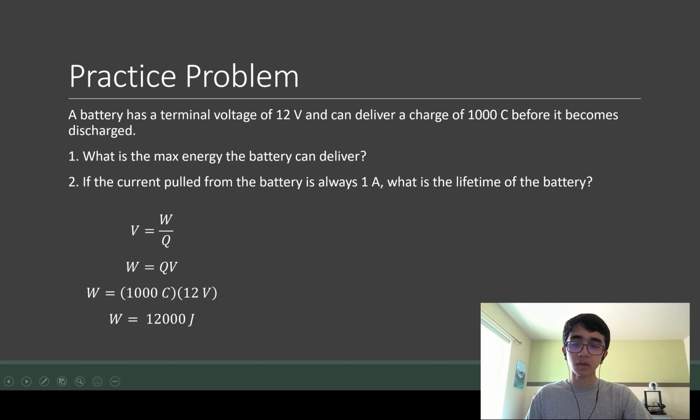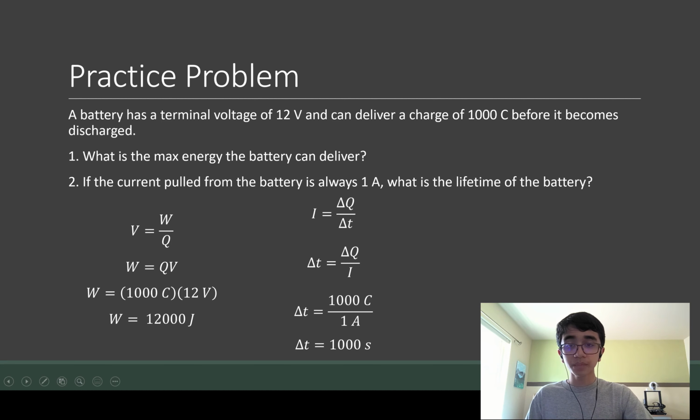Okay. And then for part 2, we can use the equation that current is change in charge, or change in Q, over change in time. If we rearrange the equation, we can get change in time is change in charge over current. Plug in the values we know. Change in time is 1000 coulombs per amp, or for 1 amp, right? And then we can get the final value of 1000 seconds.